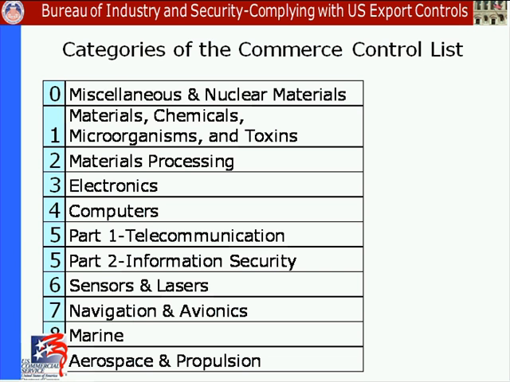Part 2 of category 5, information security like encryption. Category 6, sensors, lasers. There are hydrophones, night vision equipment. Radar is found in Category 6. 7, navigation, avionics systems. 8 is marine systems, power plants. And 9 is aerospace, where you'll find a lot of aircraft references, engine references.